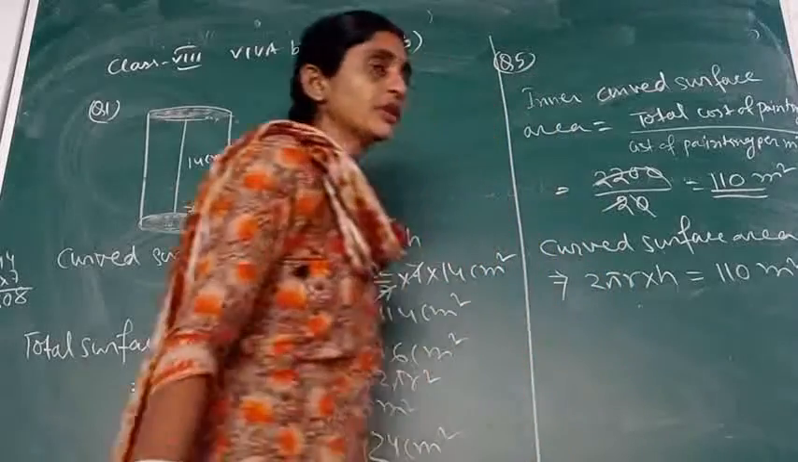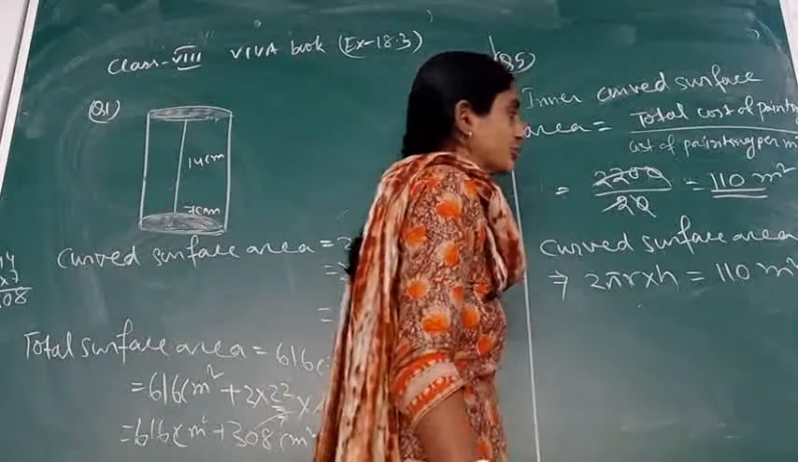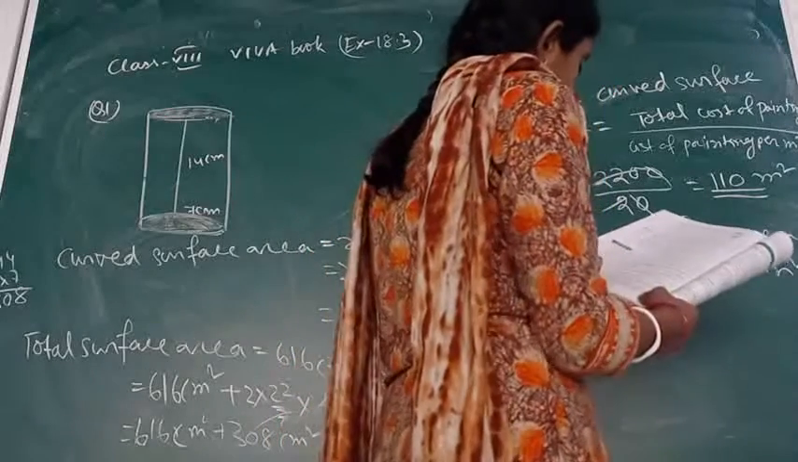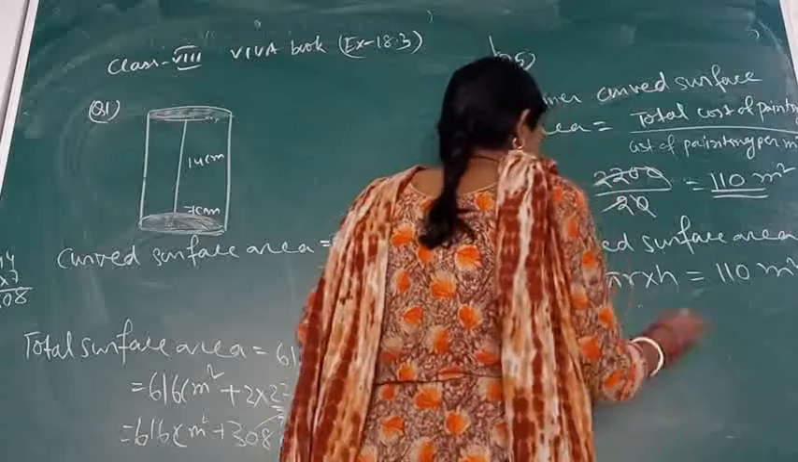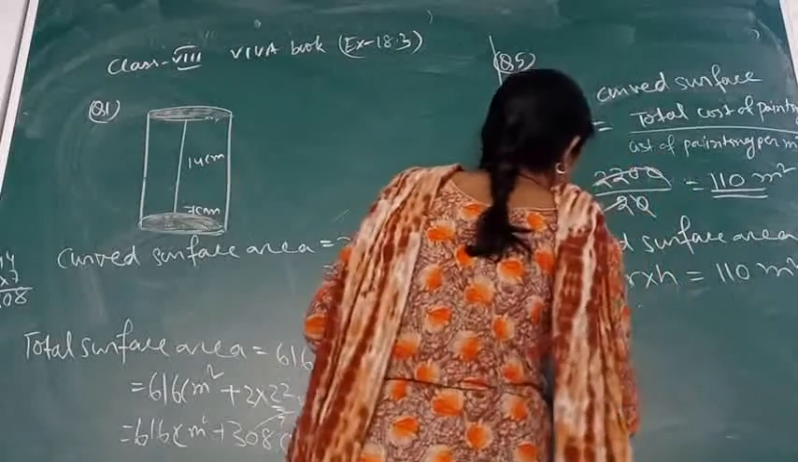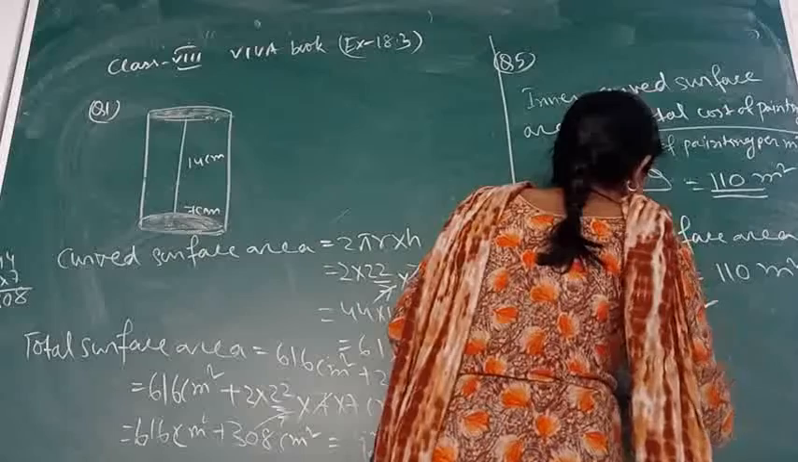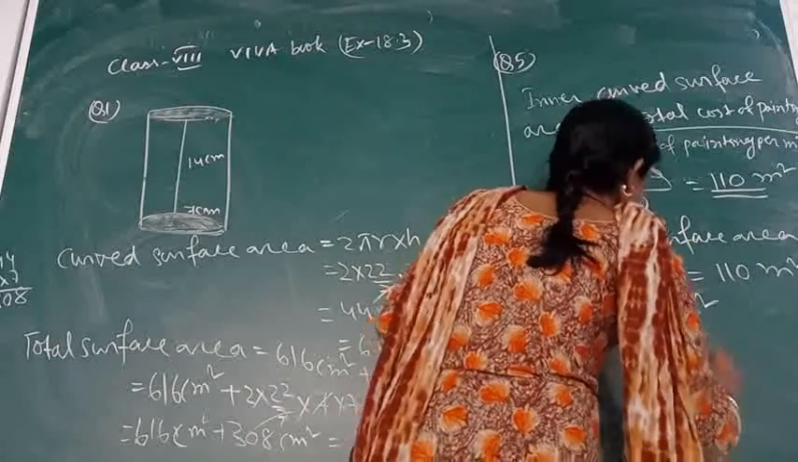Yes or no? Yes. So here you have been asked to find the value of r, that means radius, whereas h we know is the height. Here the height of this shape is given as 10 meters. Okay, so let's come to this one. So r equals 110 meters squared by 2 pi into h.